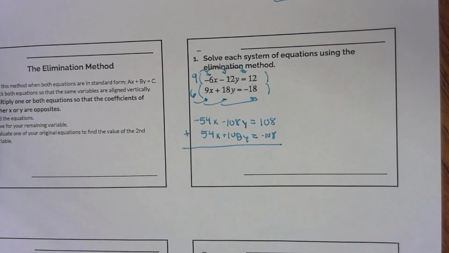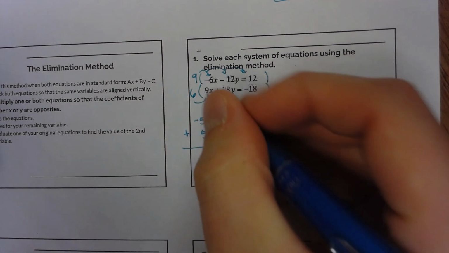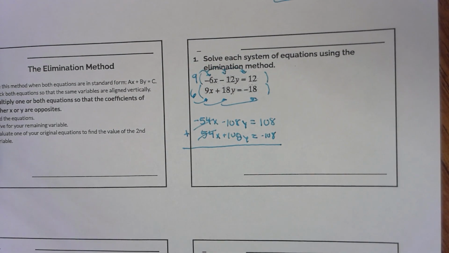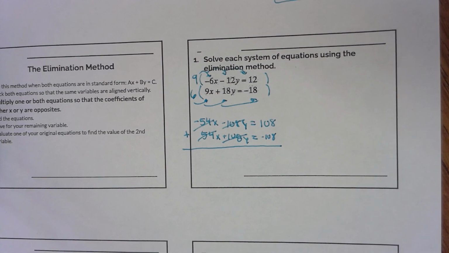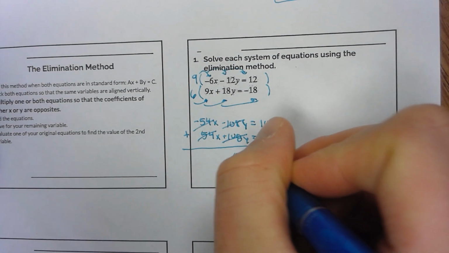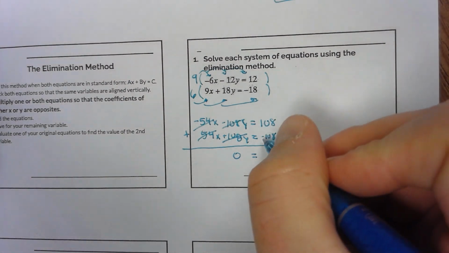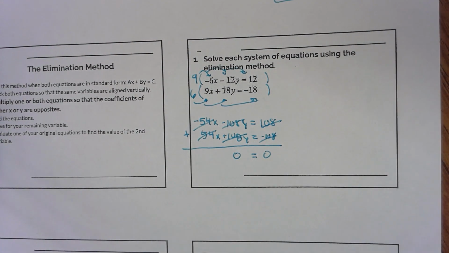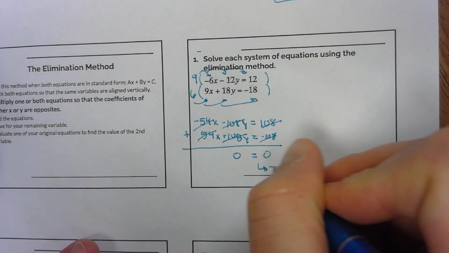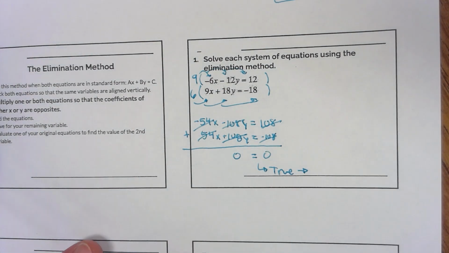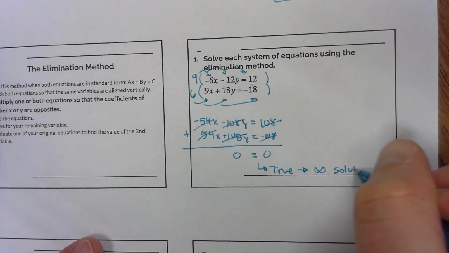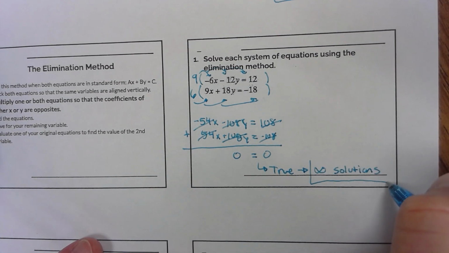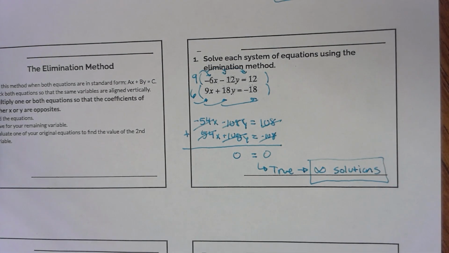The whole reason that I picked the 9 and 6, or at least what I was hoping would happen, is that the x's would eliminate. But by multiplying by 9 and 6, I also get the y's to eliminate. So that whole left side is 0. The whole right side, 108 and negative 108, also eliminates, and I get 0 equals 0. 0 equals 0 is a true statement. When we get a true statement, that tells us that our solution is infinitely many, so infinite solutions. And what that tells us about the lines is that they are the exact same.